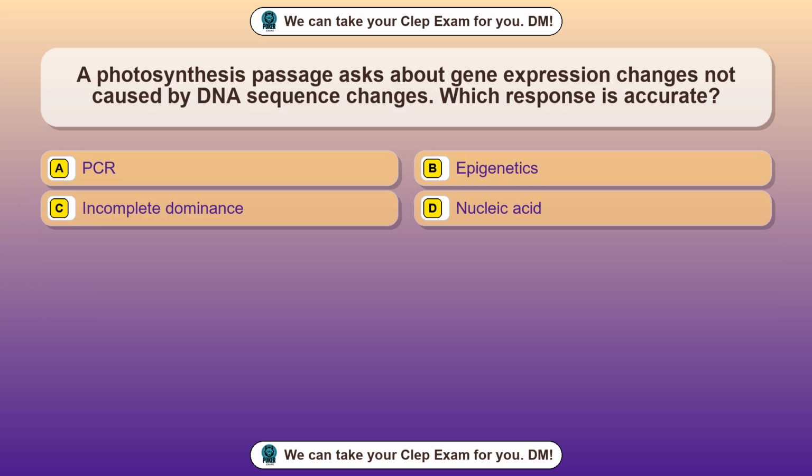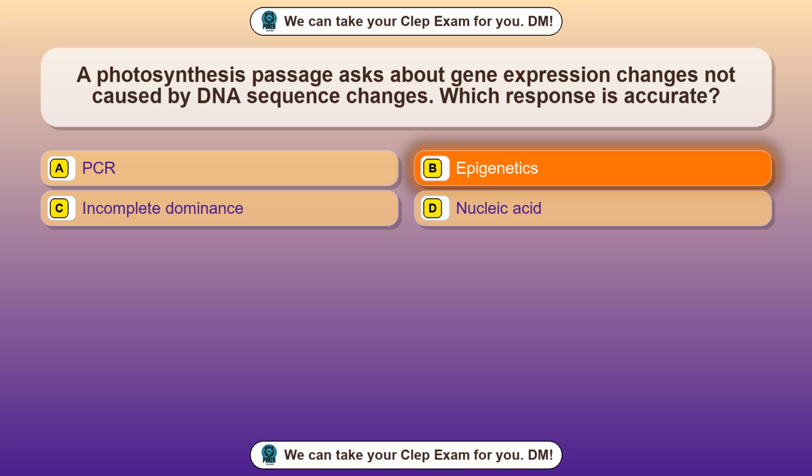Question 10. A photosynthesis passage asks about gene expression changes not caused by DNA sequence changes. Which response is accurate? Option A. PCR. Option B. Epigenetics. Option C. Incomplete dominance. Option D. Nucleic acid. The correct answer is option B.